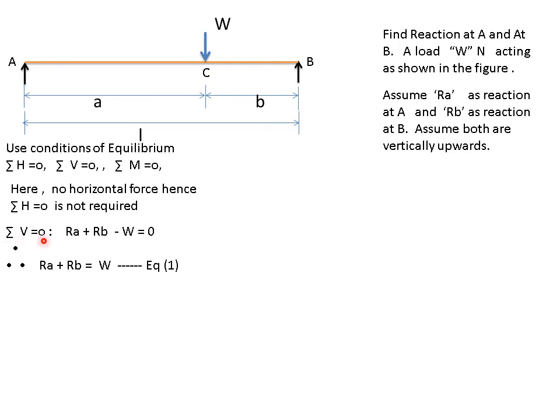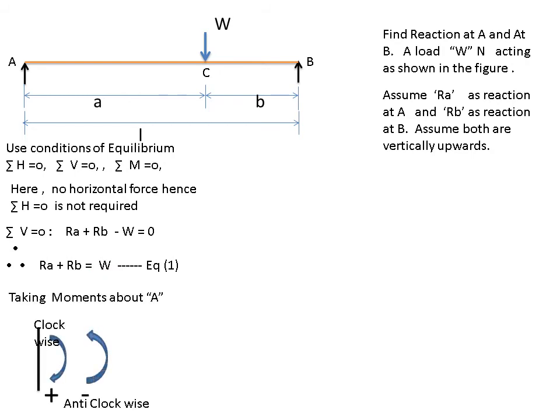Summation of vertical forces is equal to 0. So how many vertical forces? Reaction at A first, reaction at B second, and this W third. First and second are going up, positive. W is going down, so minus. So I will take RA plus RB minus W is equal to 0. I can rearrange the terms. I get RA plus RB is equal to W. You can call it equation 1.